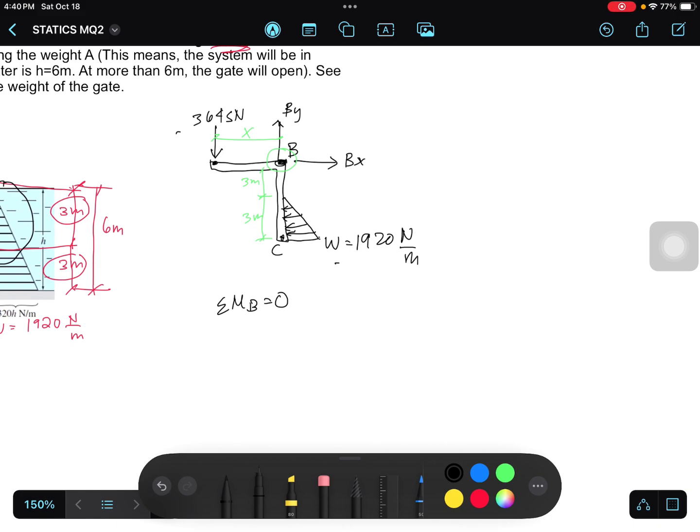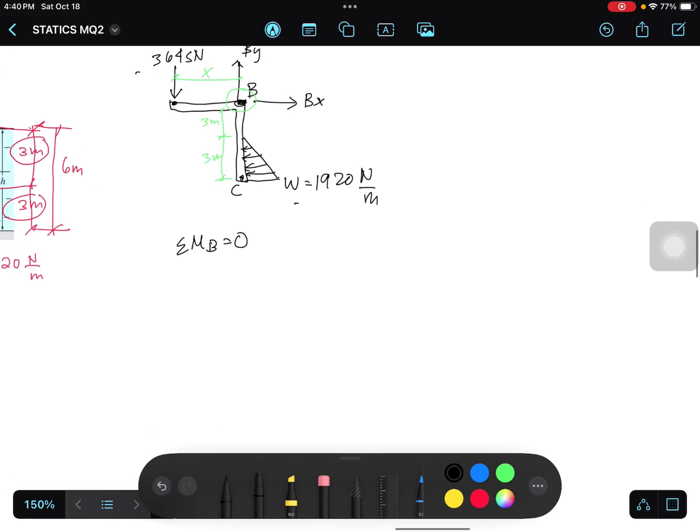Since distributed load ito, kailangan mo munang kunin yung kanyang resultant. And ang pagkuha ng resultant ng distributed load is like getting the area ng iyong load. So, this is a triangular load. So, get the area ng triangle na yan. So, triangle is base times height over 2. So, for this one, what is our base? So, ito yung base. Sabihin natin yan, 3 meters. What is our height? Ito yung height natin. It's your W. So, W is 1920 Newton per meter. So, let's get the resultant of this triangular load.